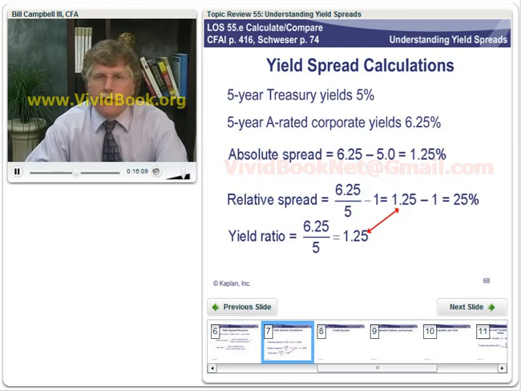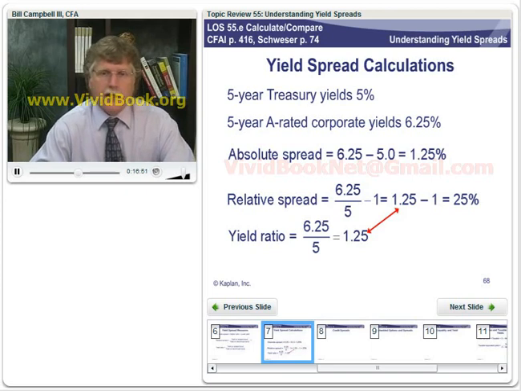Okay, some spread calculations. 5-year Treasury yield of 5%. 5-year A-rated corporate yield, 6.25%. Absolute spread, 1.25: 6.25 minus 5. Relative spread, 6.25 divided by 5 minus 1, 25%. Yield ratio, 6.25 divided by 5, 1.25. Notice, as I said earlier, that the difference between the relative spread and the yield ratio is always 1. The yield ratio is 1 plus the relative spread.